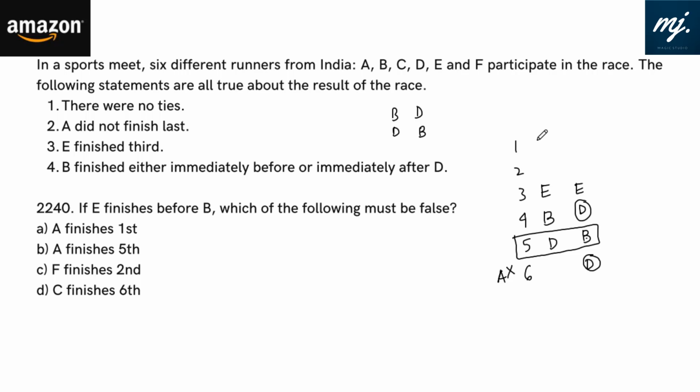A finishes first, which is quite possible in both the cases. F finishes second, which is also possible. C finishes 6th, that is also possible. A finishes 5th. A cannot finish at 5th because in both the cases the 5th position is either taken up by B or D. A cannot finish at the 5th position in this case. Option B fits in.